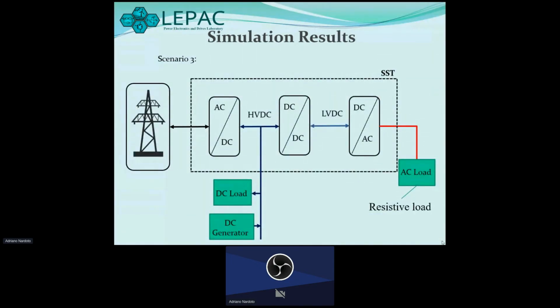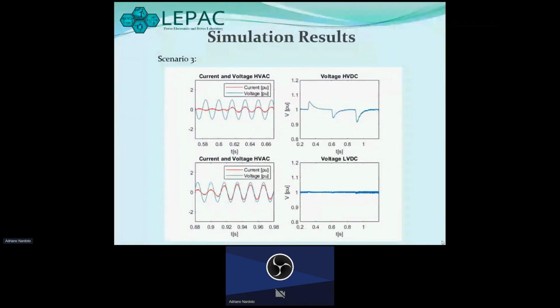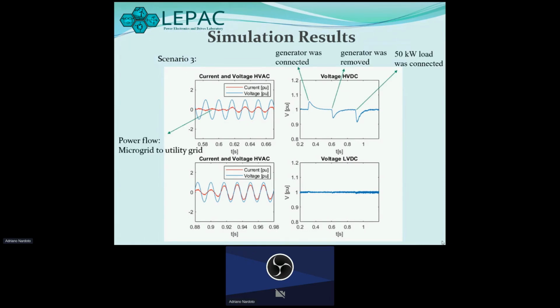Scenario 3. Scenario 3 is focused on the analysis of the LVDC and HVDC bus stability. In this simulation, the microgrid has both loads and generators at the HVDC. At 0.25 seconds, a 50 kilowatt generator is connected to this bus. At 0.6 seconds, it is removed. After, at 0.9 seconds, a 50 kilowatt load is connected.